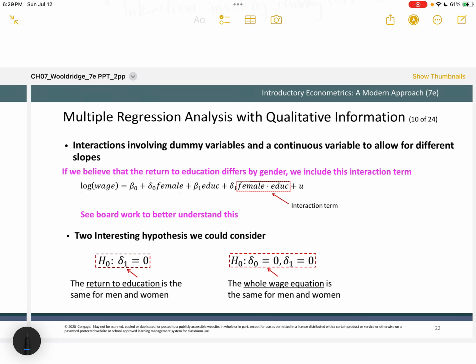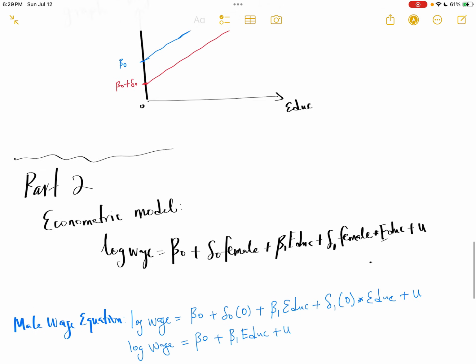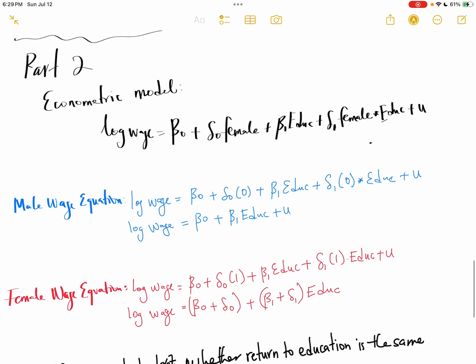We can have interactions involving dummy variables and a non-dummy variable, right? So before I jump into what these all mean, let's work on this example here. We have the econometric model involving log of wage as the response, female, education, and then we have the interaction term female times education here, and the coefficient delta 1 on it.